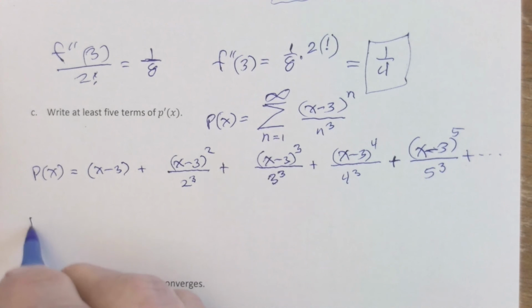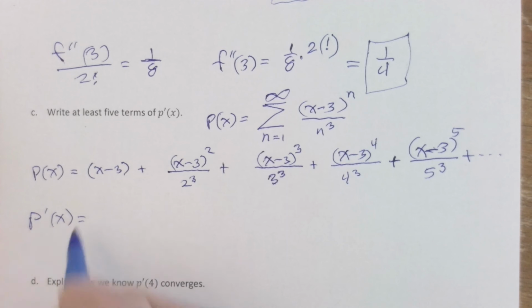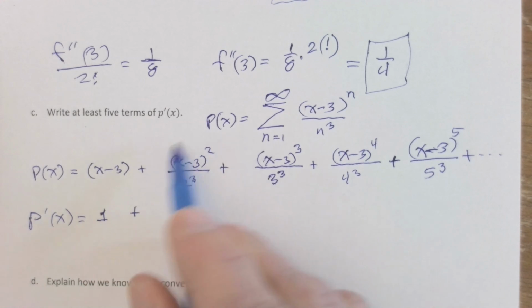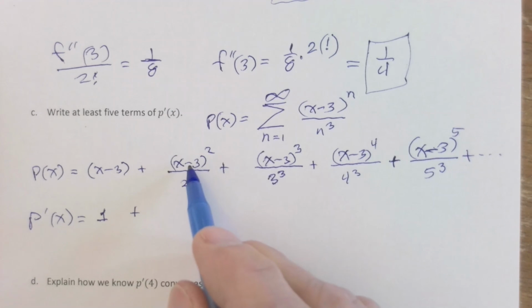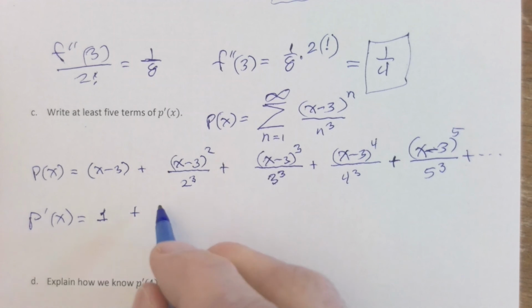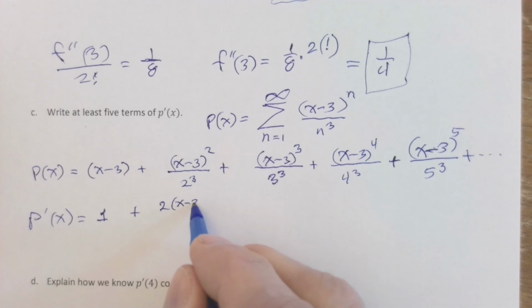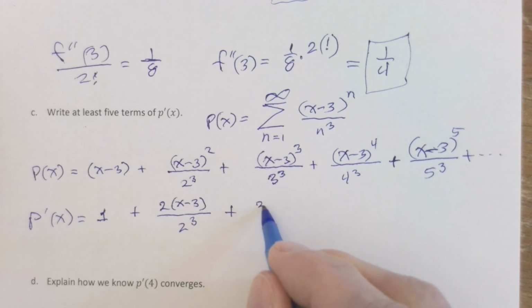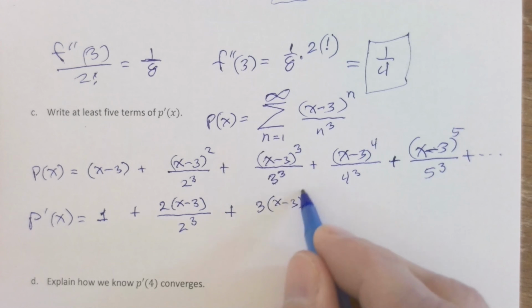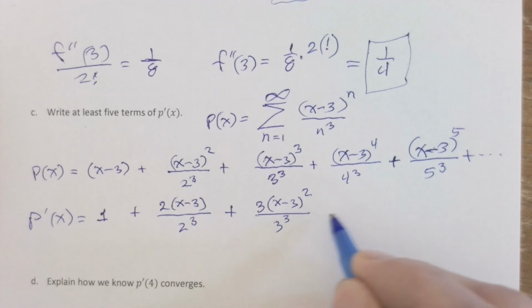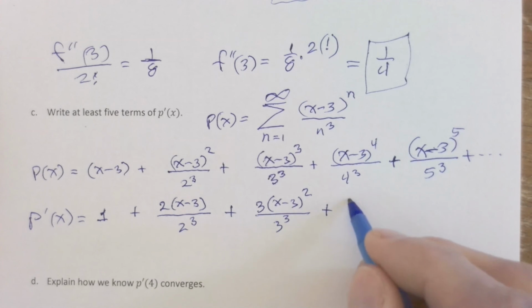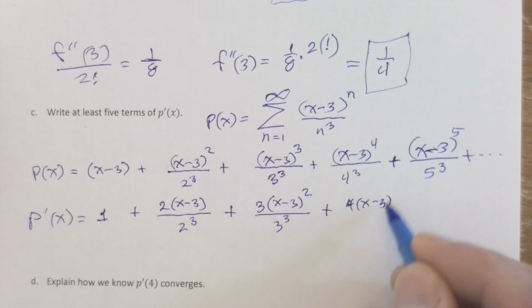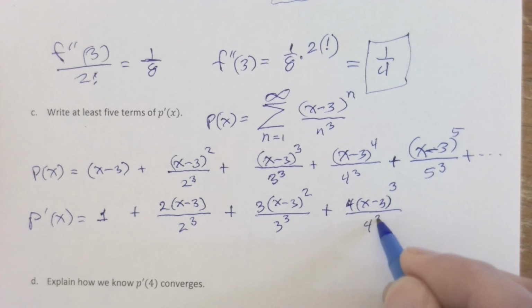Now, what does p prime look like? Well, the derivative of this is 1. The derivative of this is 2 times this polynomial to the 1st power. Chain rule is not necessary on this, is it? To the 1st power. The 3rd term would have a derivative that would look like 3 times x minus 3 squared over 3 cubed. The 4th term would have 4 times x minus 3 to the 3rd power over 4 cubed.